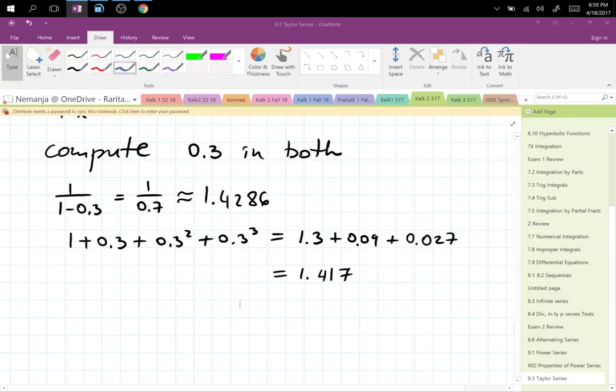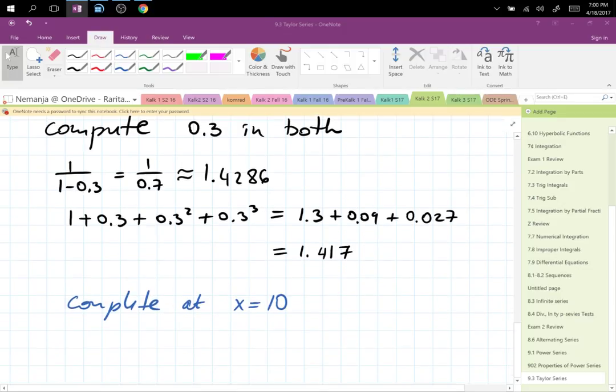Now, just to see how bad this is, compute at x equals 10. That's far away from 0 where we centered the whole thing. So if you compute at 10, on the left hand side you get 1 over 1 minus 10, which is 1 over negative 9, right? Which is negative 1.111 forever.